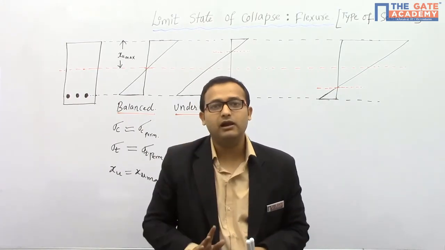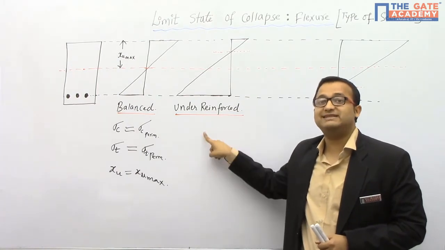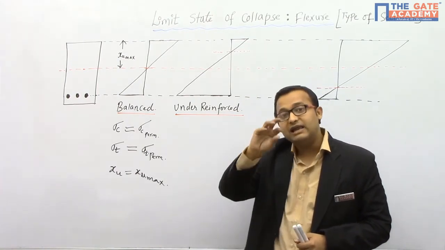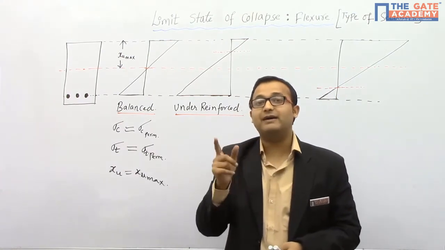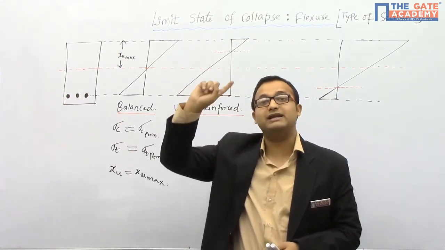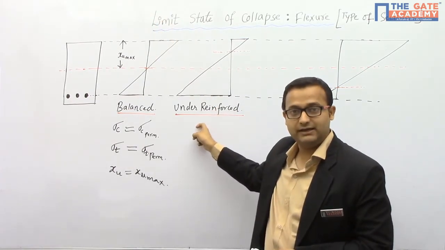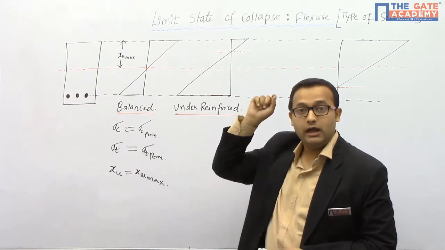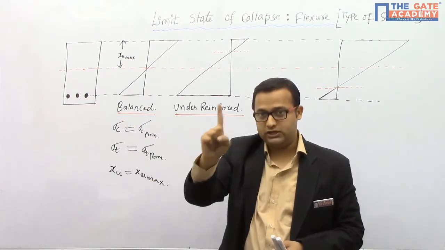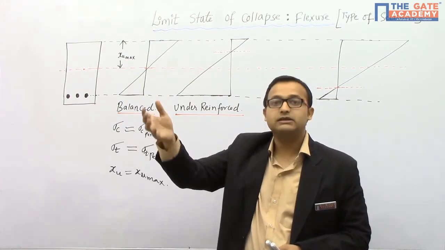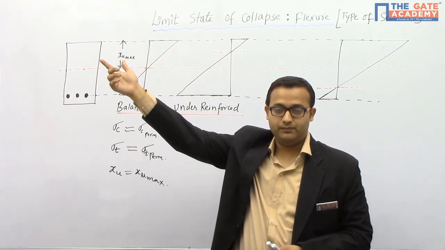So the steel will fail. In the under reinforced section, first the steel will fail. Why? Because we have provided less steel. But the concrete will not fail. Why? Because the stresses in the concrete are not reaching their permissible value. So in an under reinforced section, stresses in steel will reach their permissible value first. Then stresses in the concrete will reach their permissible value.